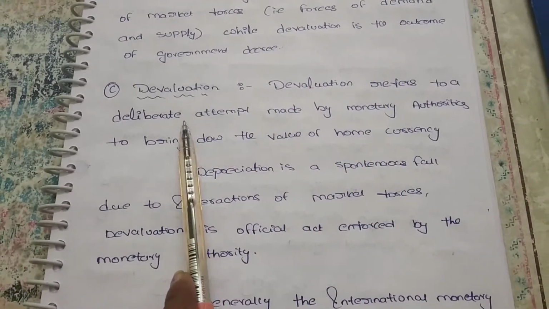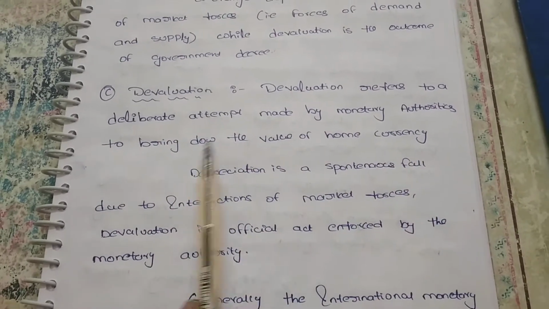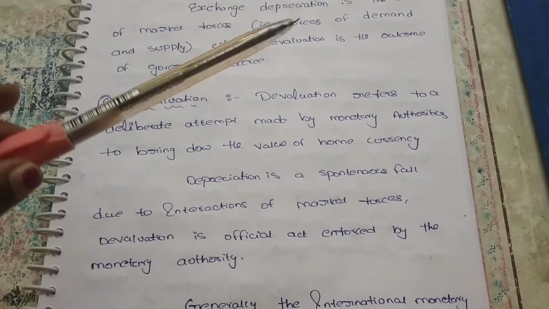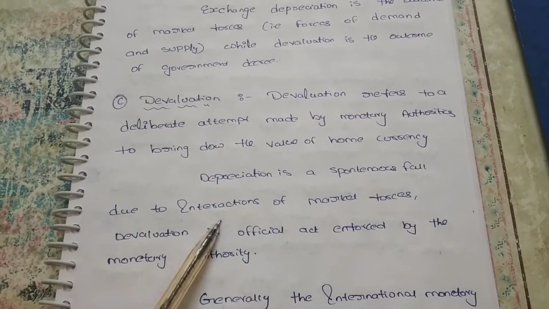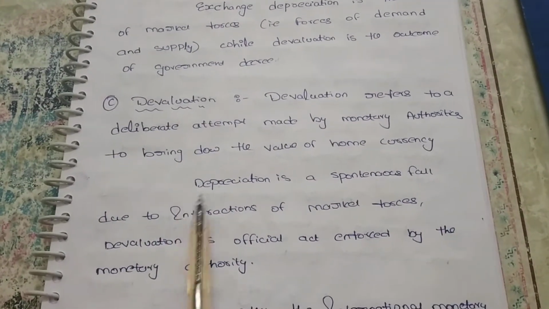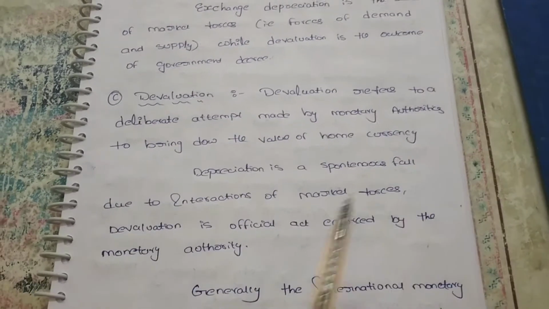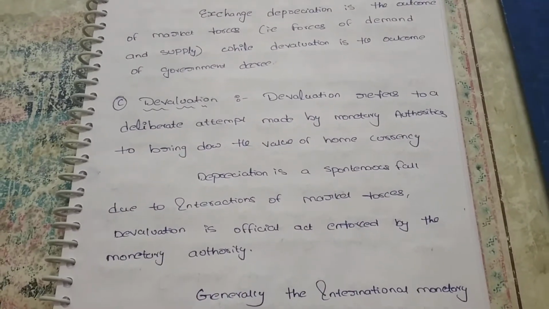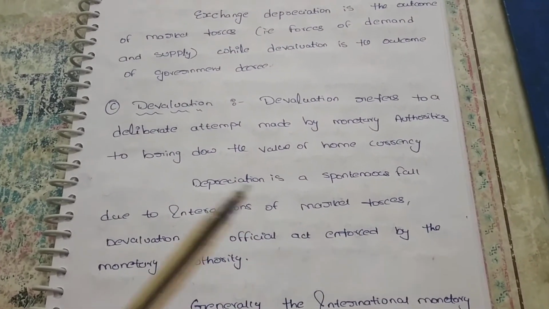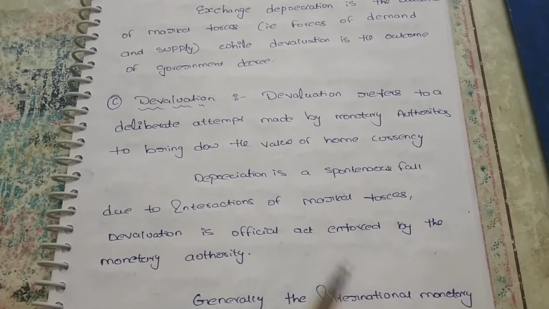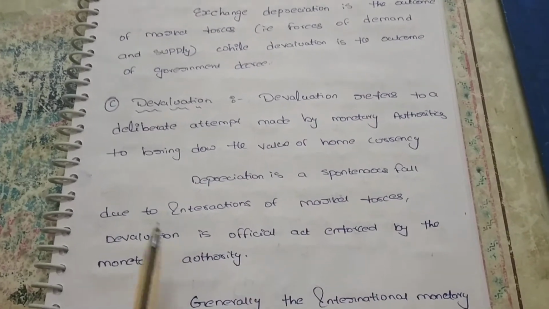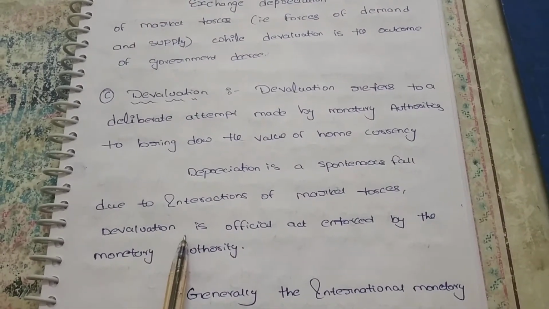Devaluation refers to the deliberate attempt made by the monetary authorities to bring down the value of the home currency. Our home currency value will come down. Due to this, we are unable to import the goods. Here we are controlling the imports. Depreciation is a spontaneous fall. Nobody can take depreciation into their hands, because depreciation is mainly based upon demand and supply. But devaluation is based on the interventions of the monetary authority.